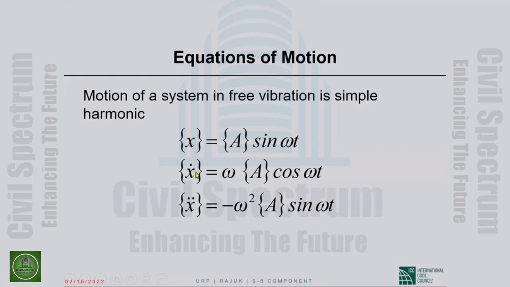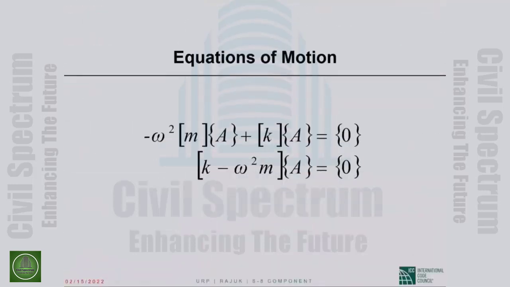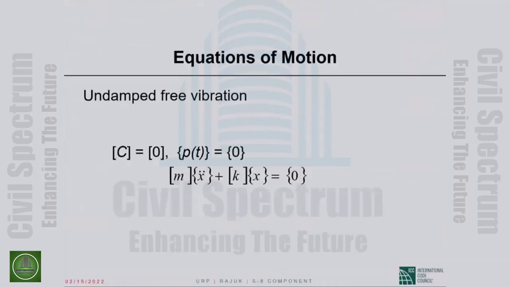If we take the first differential of that, we'll get omega a cosine of omega t. And if we take a second differential, which will give us acceleration, that would be minus omega squared a sine of omega t. So differential of sine is cosine, differential of cosine is negative sine. We get the sine back. So this is our equation: m times acceleration vector plus stiffness matrix times the displacement vector is the null vector.